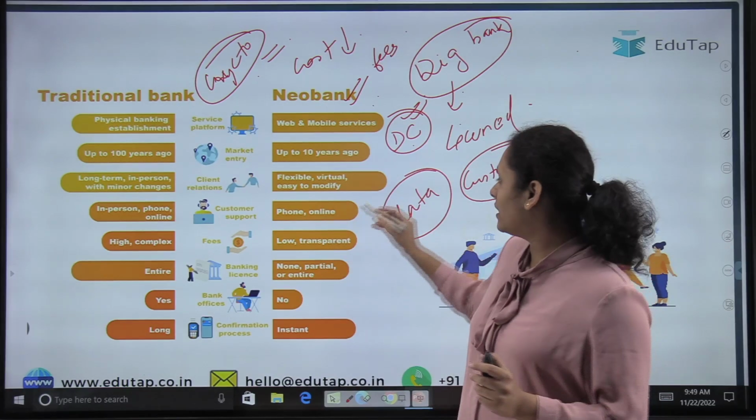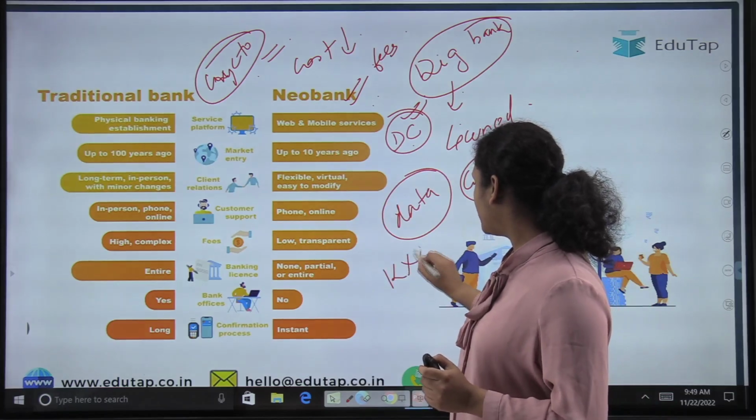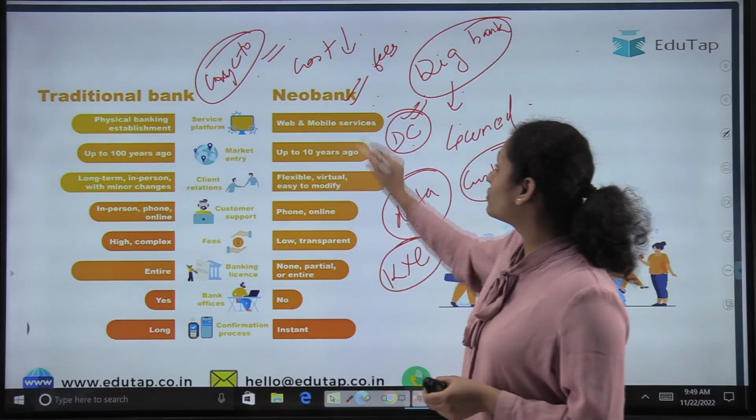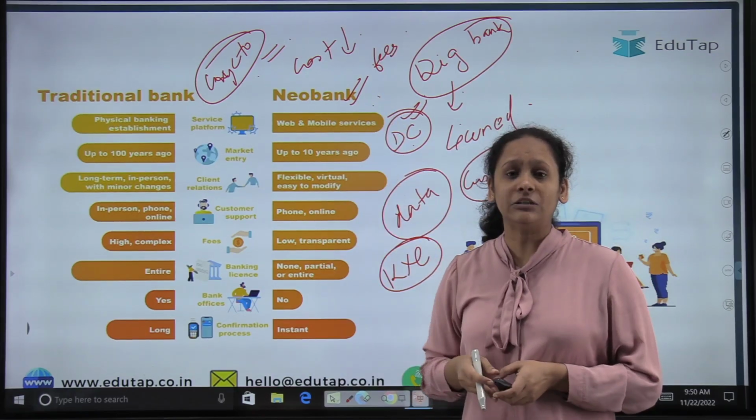easy. The KYC is done immediately. Everything gets solved in minutes. So this is the biggest advantage of a neobank.